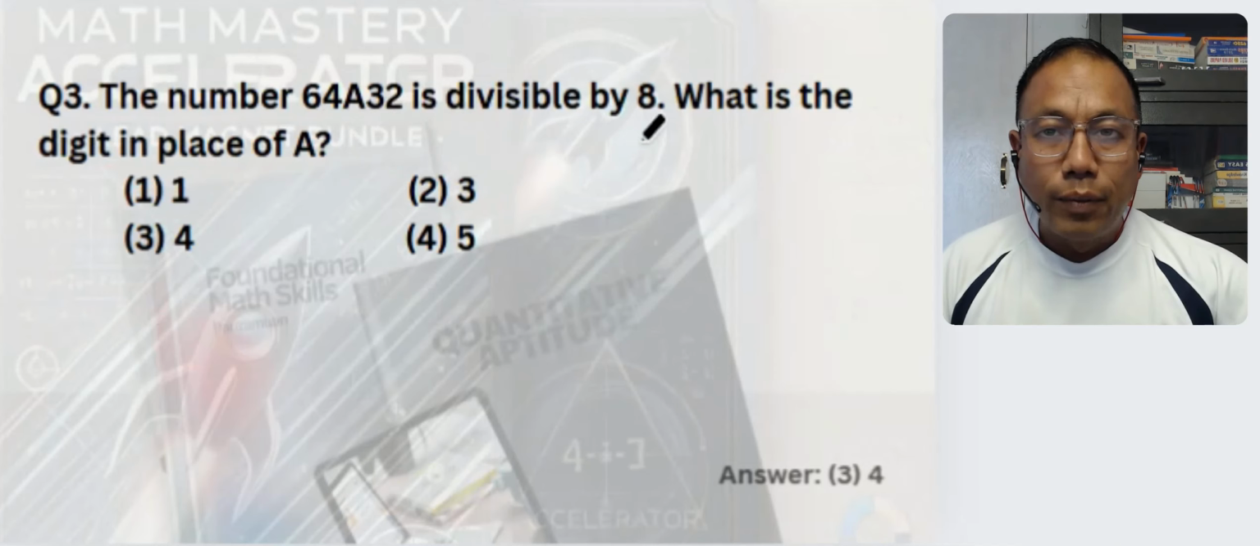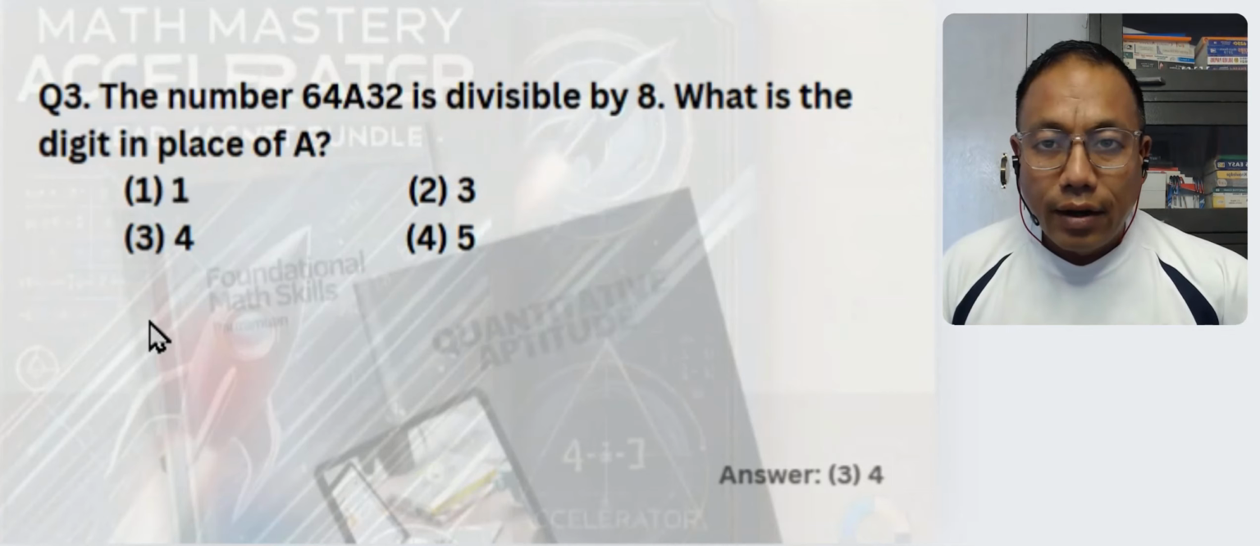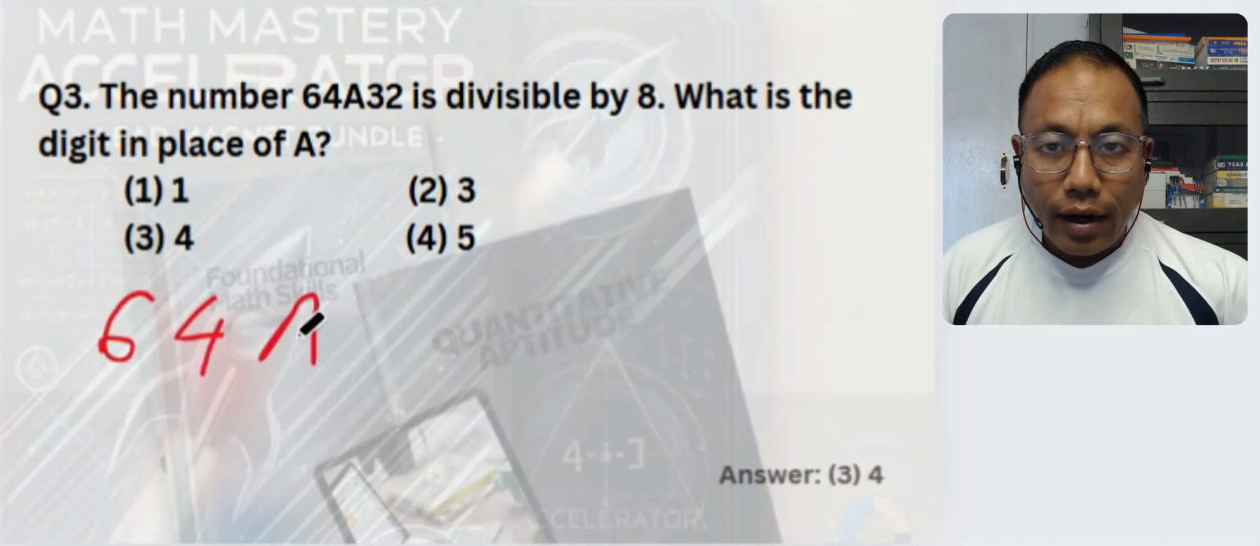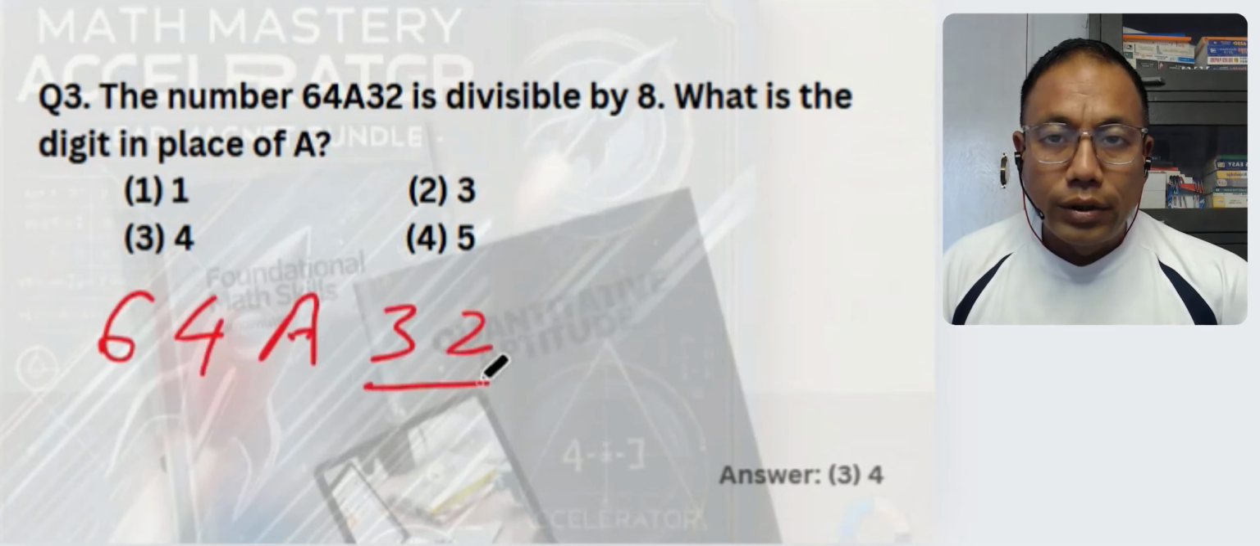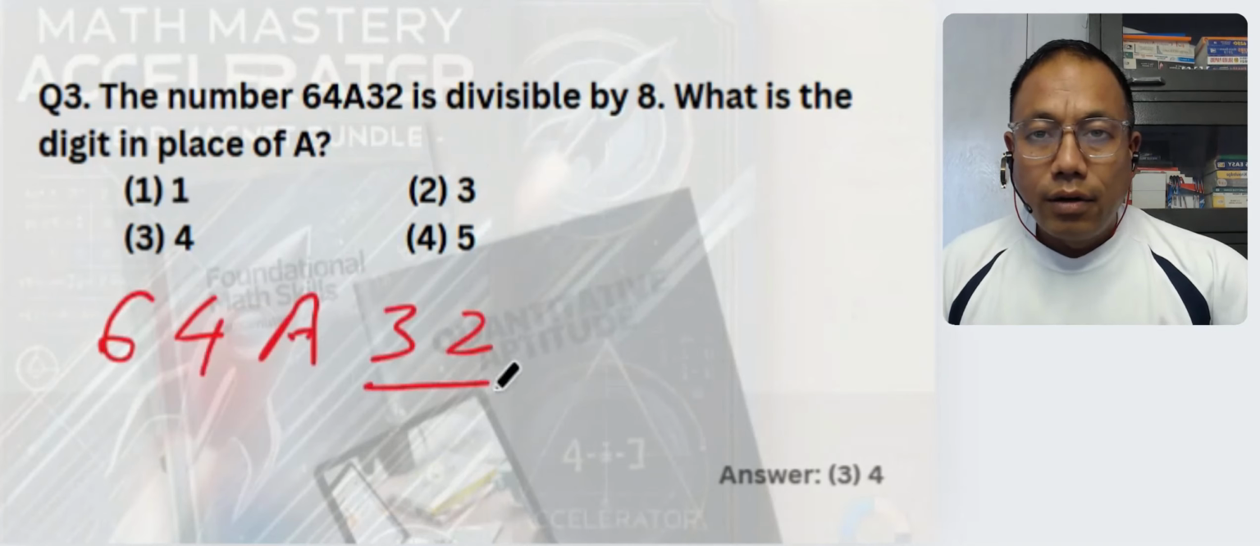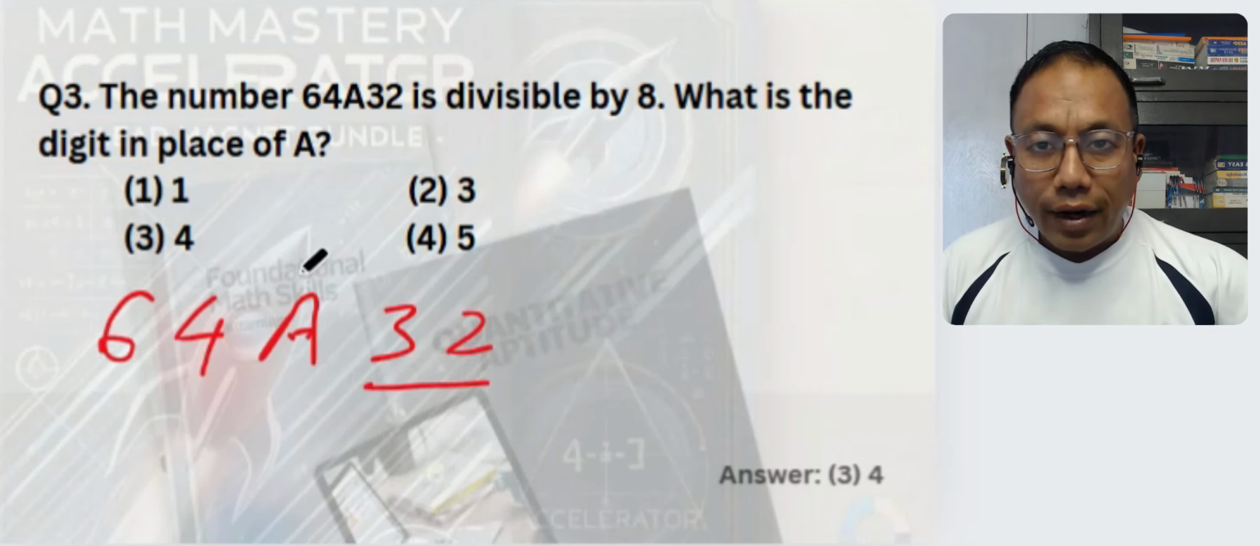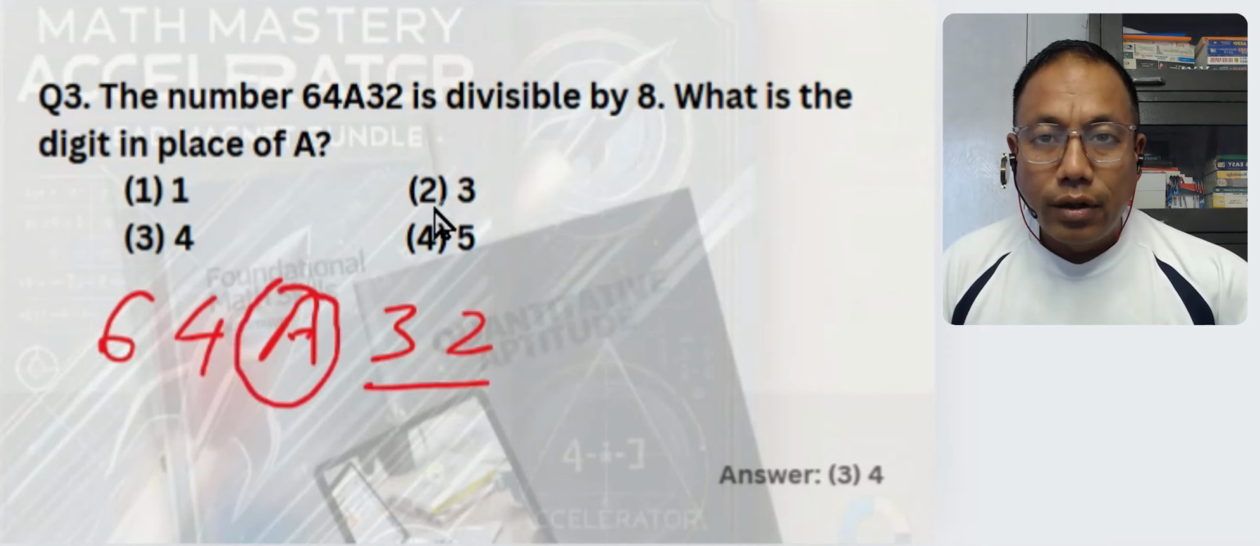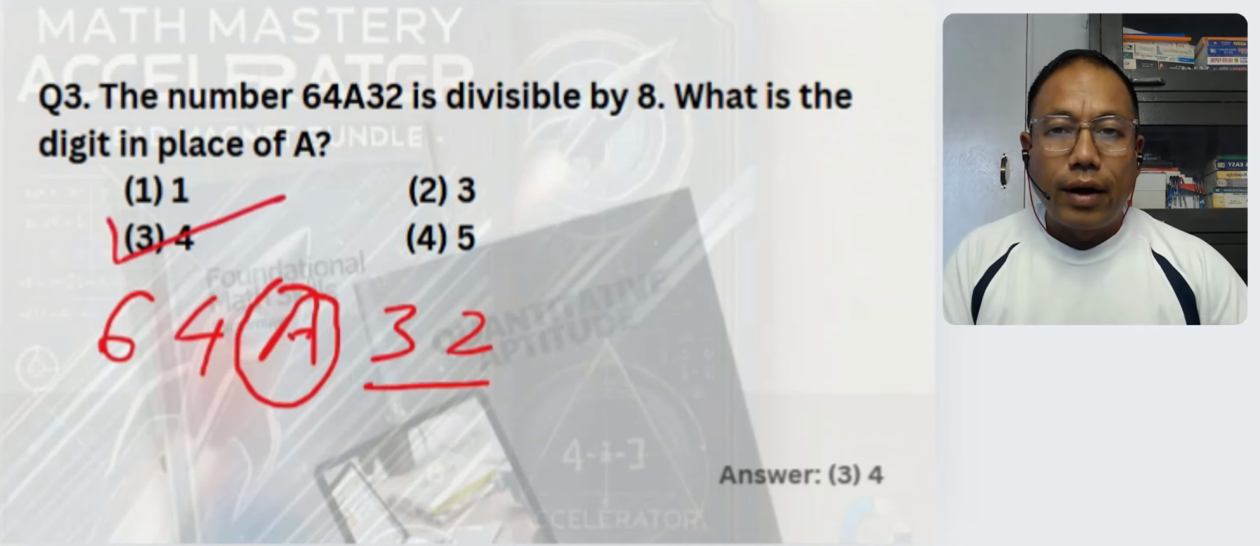The number 64832 is divisible by 8. What is that digit in place of 8? 6, 4, 8, 3, 2. The last two digits must be divisible by 8. 8 4s are 32. Therefore, A must be an even number. Among the given options, only option 3 is an even number. Therefore, option 3, 4, is the right answer.